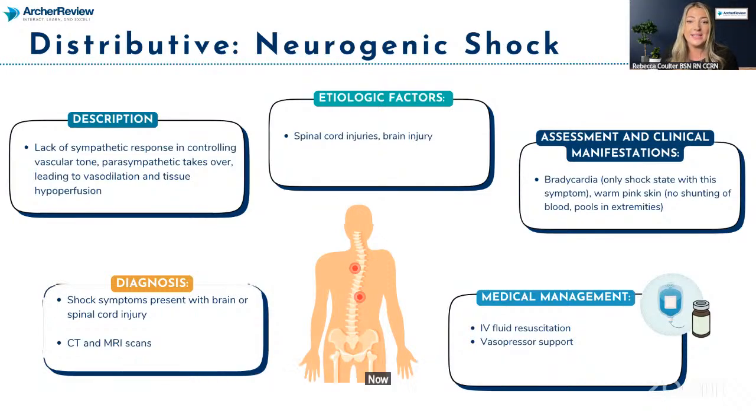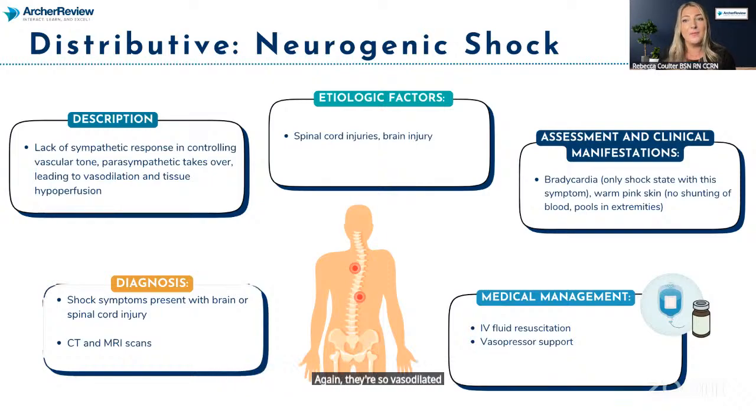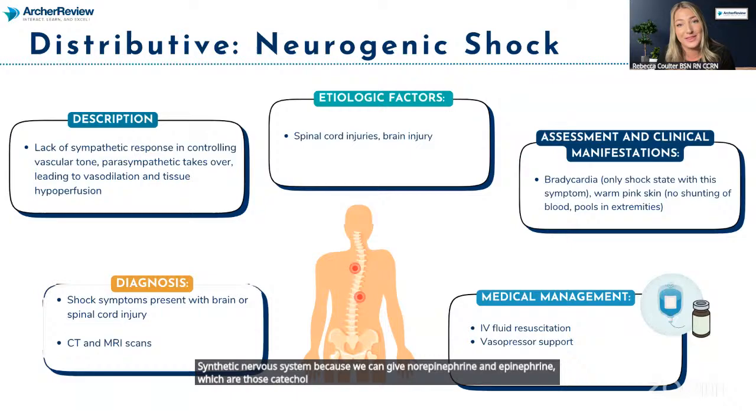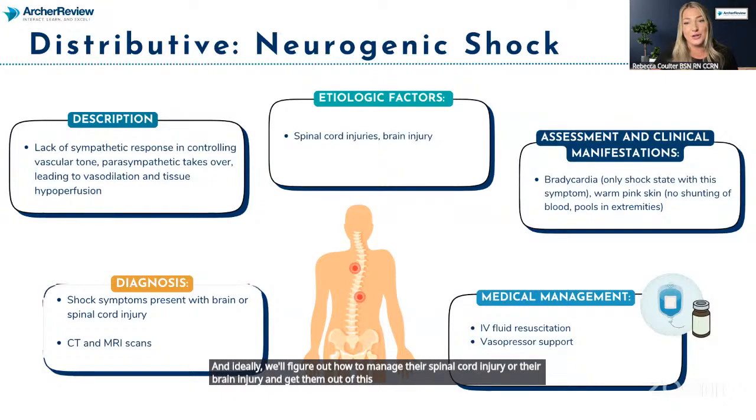Now, management-wise, IV fluid resuscitation because we're super vasodilated out. So it's the same thing with that septic shock deal. And then this patient's likely going to require vasopressors. Again, they're so vasodilated. They need some synthetic sympathetic nervous system because we can give norepinephrine and epinephrine, which are those catecholamines that are released by the sympathetic nervous system. So we'll just give them the synthetic forms. And ideally, we'll figure out how to manage their spinal cord injury or their brain injury and get them out of this shock state long term.